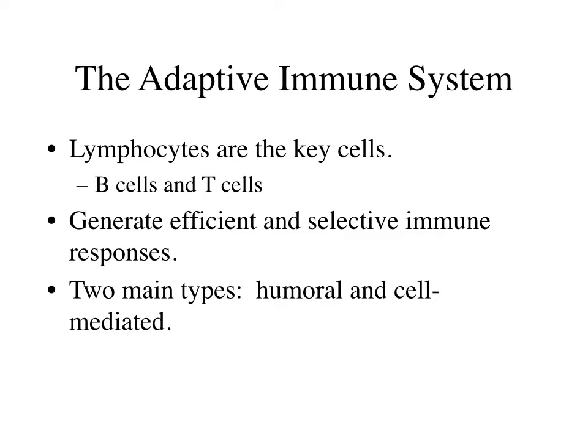Now we want to switch over to the adaptive immune system. Lymphocytes are the key cells in the adaptive immune system, particularly the B cells and the T cells. It generates an efficient and selective immune response, and there are 2 types, humoral and cell-mediated.